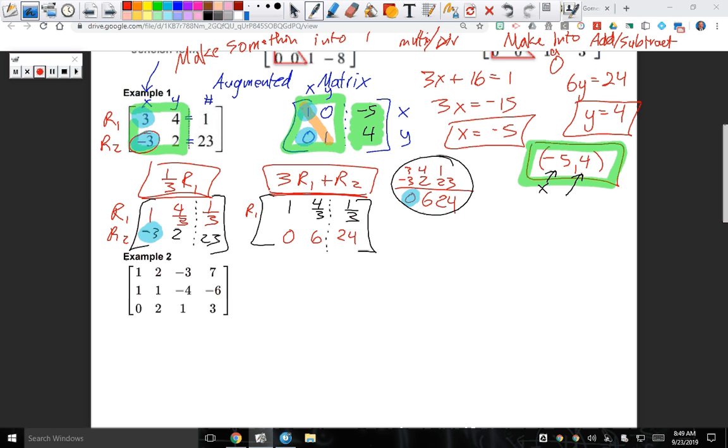Now, the thing is I don't want you to basically do this. You don't have to write these row 1s and row 2s. You could just write it just like this as I'm doing it right now. Yes? When we multiplied row 1 by 3, that only applied to row 2.